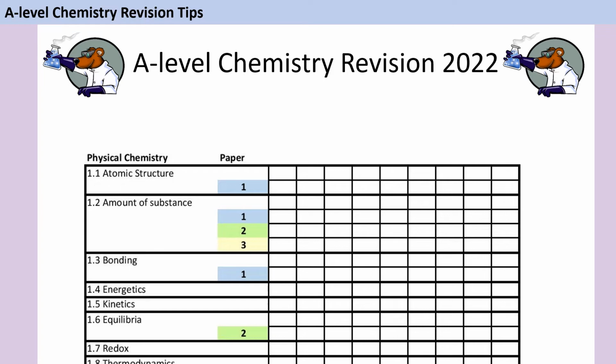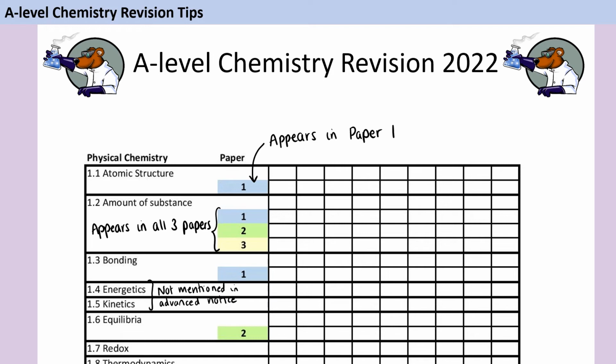Because in 2022 we know which ones are the major topics, what I've done is added an extra line for every paper that a topic appears in. So atomic structure is just in AQA Chemistry Paper 1 this year, but amount of substance is in all 3 papers, so it gets extra revision time. If you haven't already watched my video explaining why you need to keep revising topics like energetics and kinetics, then click the link. But essentially just make sure that you are keeping them as being part of your revision plan.